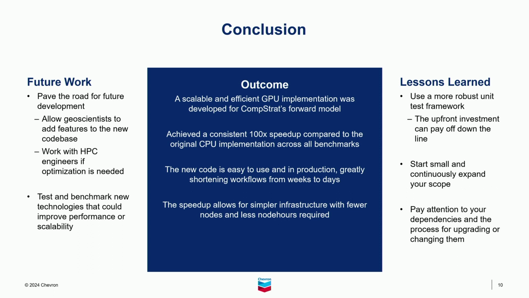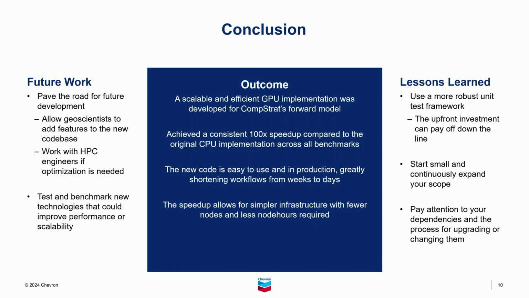What have we achieved? We achieved a scalable and efficient GPU implementation for this CompStrats forward model. We reached that 100x milestone that we were hoping for. We've greatly simplified our infrastructure, so now for one of these runs, we only need 1 node as opposed to 32. We also need less time. It's now a few days as opposed to a few weeks. This also saves us money in Azure, which is great. And it's also very easy to use and in production. Since the inputs and outputs have been kept the same, we've been able to swap it in for some of our deep water runs.